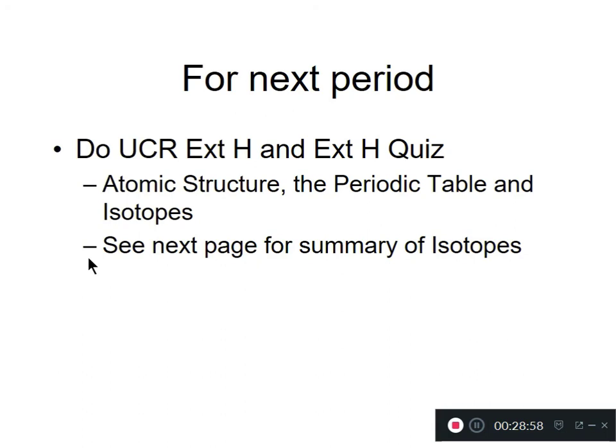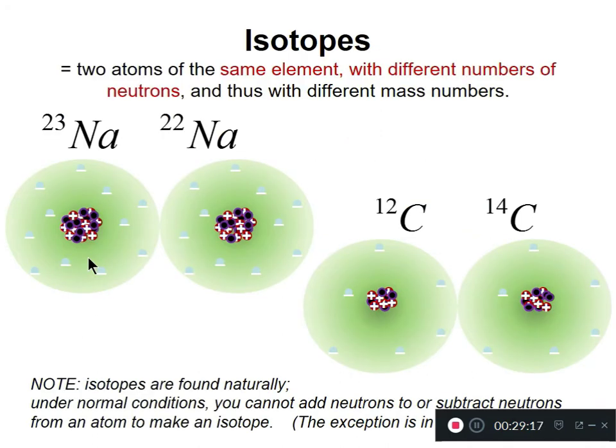The homework will be based off of some of this atomic structure, and some of it will be based off of isotopes. So the extension H kind of goes into what is an isotope. And I just want to spend a little bit of time telling you more about isotopes. So the big idea is that isotopes are two atoms of the same element with different numbers of neutrons. So now we're starting to talk a little bit more about the fact that the number of neutrons is not fixed and it can change.